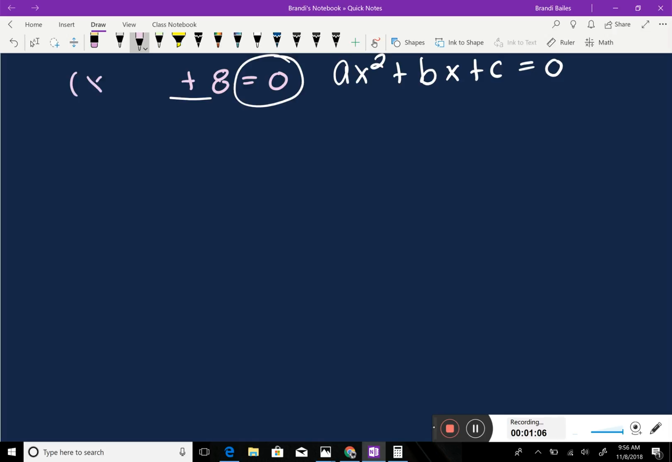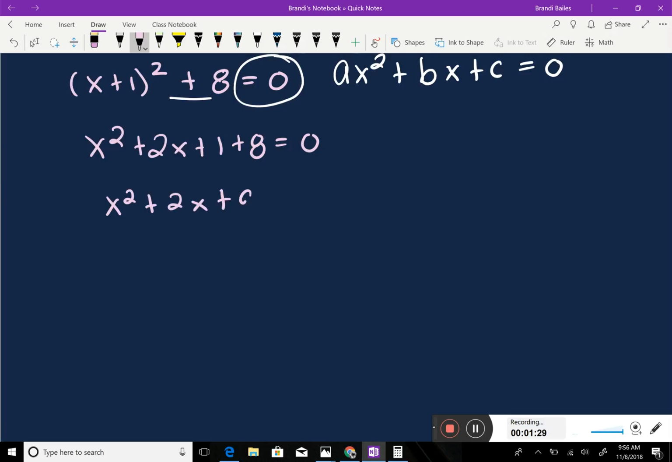That's x plus 1 squared. This is a perfect square trinomial, which means we square the first term, multiply the two terms together and then multiply by 2. So x times 1 is x, times 2 is 2x. And then square the last term. Plus 8 is equal to 0. So that gives us x squared plus 2x plus 9 is equal to 0, and we finally have it in this form. So that means we can plug and chug into our quadratic formula.